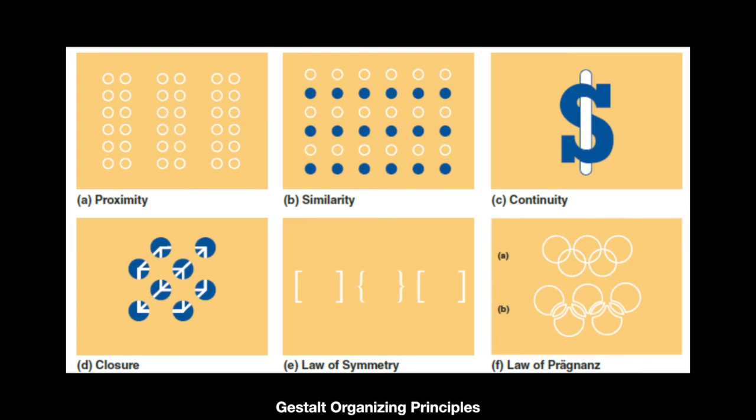Symmetry. We tend to perceive objects as forming mirror images about their center. Next, law of pragnanz. This means a good figure. Individuals organize their experience in as simple, concise, symmetrical, and complete a manner as possible. So we prefer to perceive A over B because A is simpler.